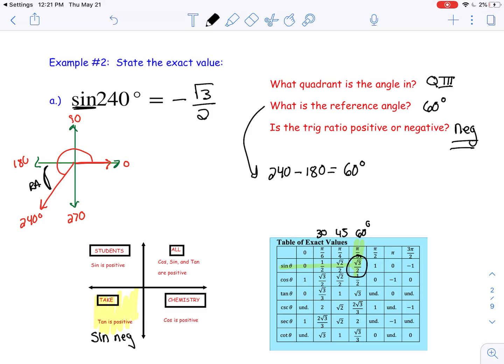And that's my answer. So I need to decide what quadrant the angle is in, what the reference angle is, and is it positive or negative? Then I can use my chart.